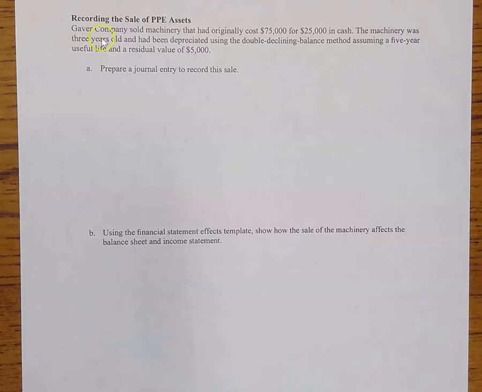So here we have a situation where the company sold machinery, the original cost of which was $75,000, and they received $25,000 in cash. The machinery was 3 years old, and we're going to assume exactly 3 years old, and had been depreciated using the double declining balance method over a 5-year useful life. We do have a residual value of $5,000.